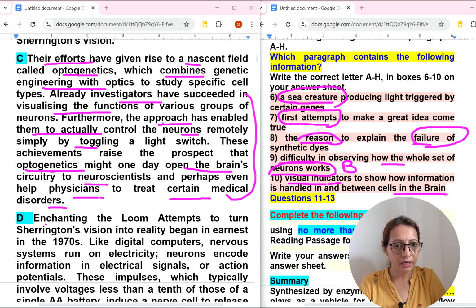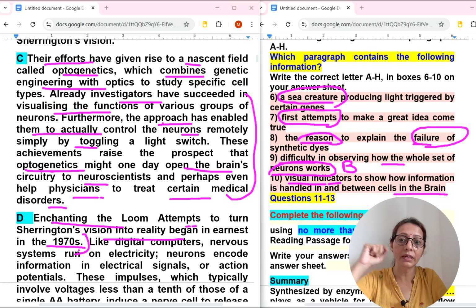So D number paragraph we can read. Enchanting the loom attempts to turn this vision into reality in earnest in the 70s. See this, in the 70s, as I told you, enchanting the loom attempts to turn Sherrington's vision into reality began in earnest in 1970. What does this mean? So, reality word is here. First attempt to make a great idea come true. Come true here means reality. So, enchanting the loom attempts to turn this person's vision into reality began in this. It means first attempts to make a great idea come true. We can mark it with D number.